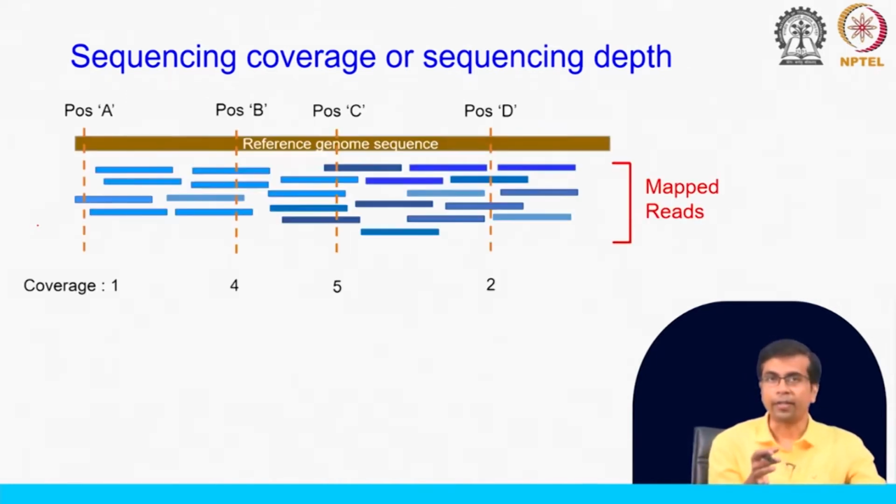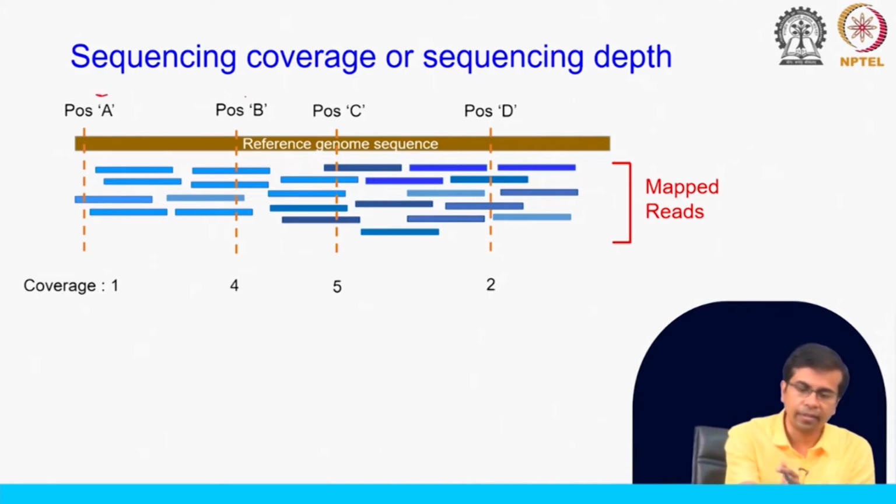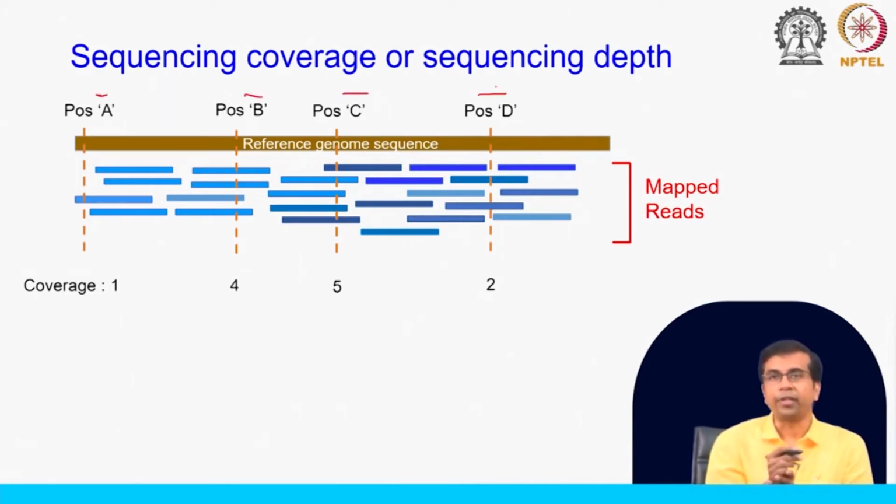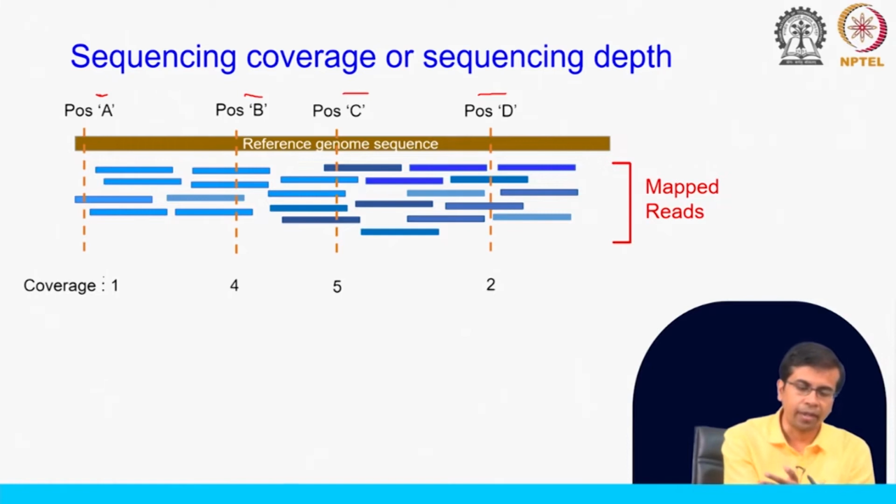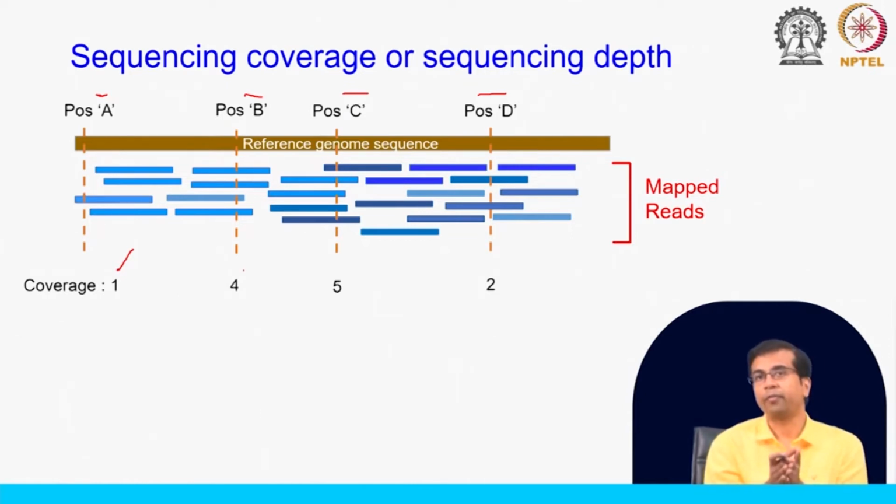I will just illustrate again with the cartoon. After this mapping, if we take these 4 positions, position A, B, C, D, for these positions we check how many reads have mapped to that position. For example, for position A you have just one read mapping to that position, so you have coverage of 1. For position B you have 4 reads mapping there, so coverage 4, position C coverage 5, position D coverage 2. This is how we calculate coverage for each base in the reference genome sequence.